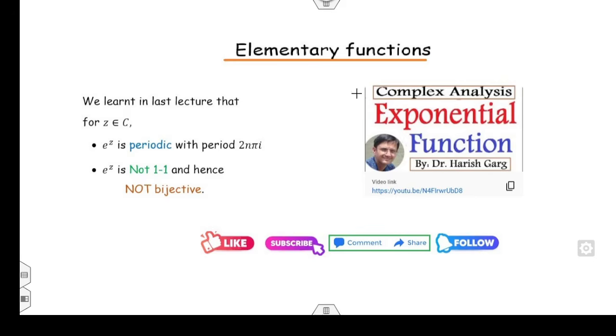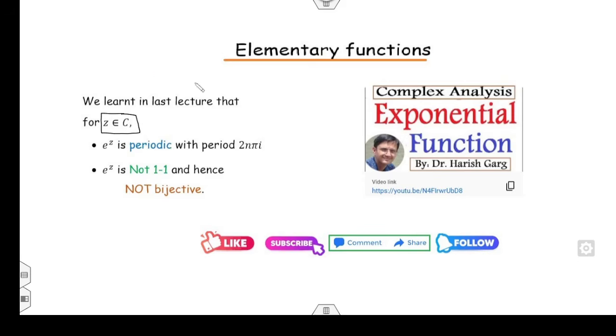What we have discussed so far: we learned the concept of the exponential functions, and we have seen the exponential function is always a periodic function with the period 2πi. Moreover, the exponential function is not one-to-one on the complete domain of complex numbers.